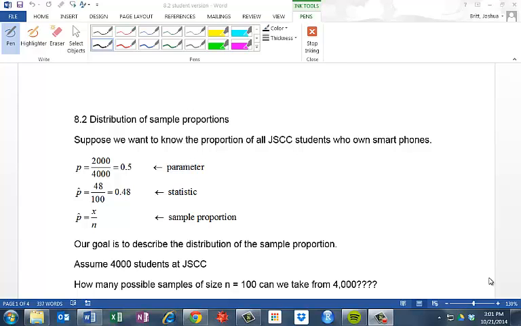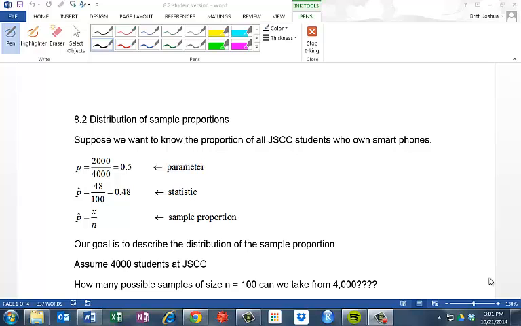Okay, let's take a look at 8.2, the distribution of sample proportions. I'm going to start with an example that explains what the distribution of sample proportions actually does. Let's suppose we want to know the proportion of all Jackson State students who own smartphones.